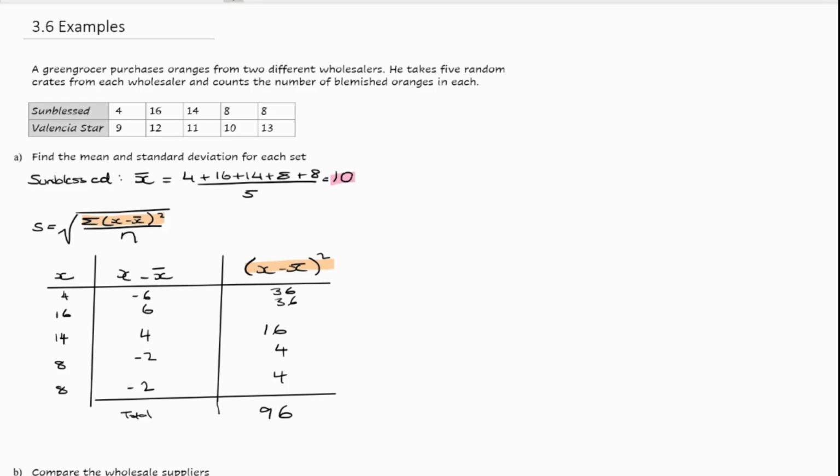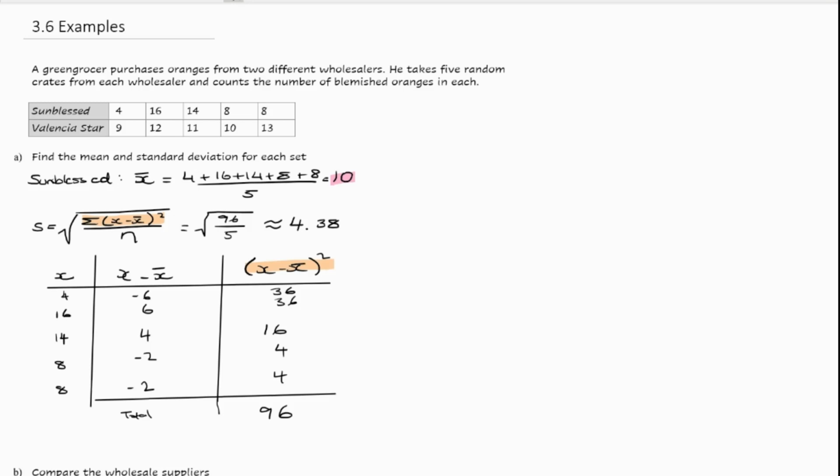So to write this a bit more simply, this becomes the square root of 96 over 5, because there's still 5 of them in total, which in your calculator would approximately give you 4.38. So this is my standard deviation. This is how much my different values are deviating from the mean, at approximately 4.38. So this was just for Sunblessed.